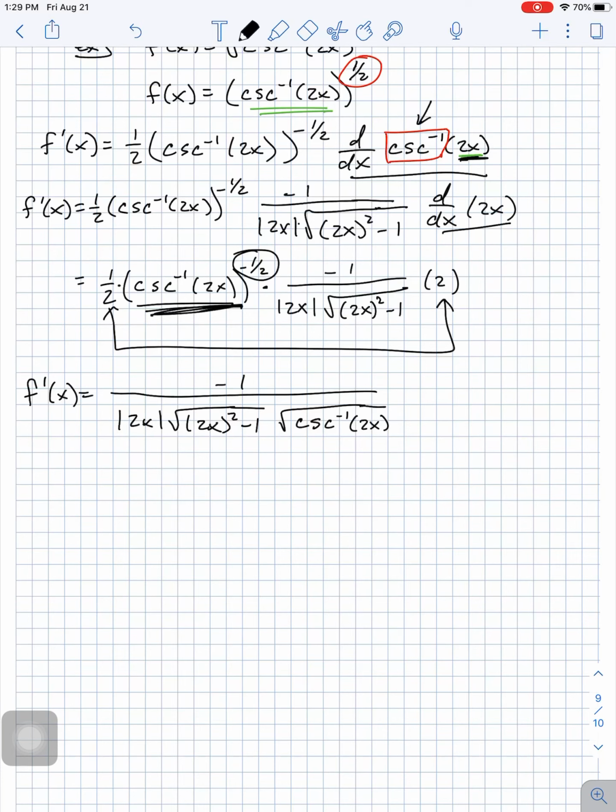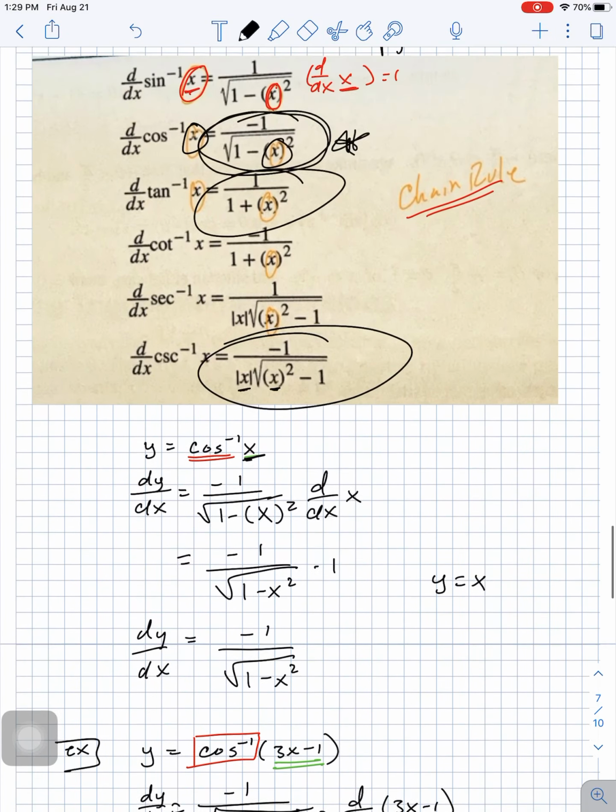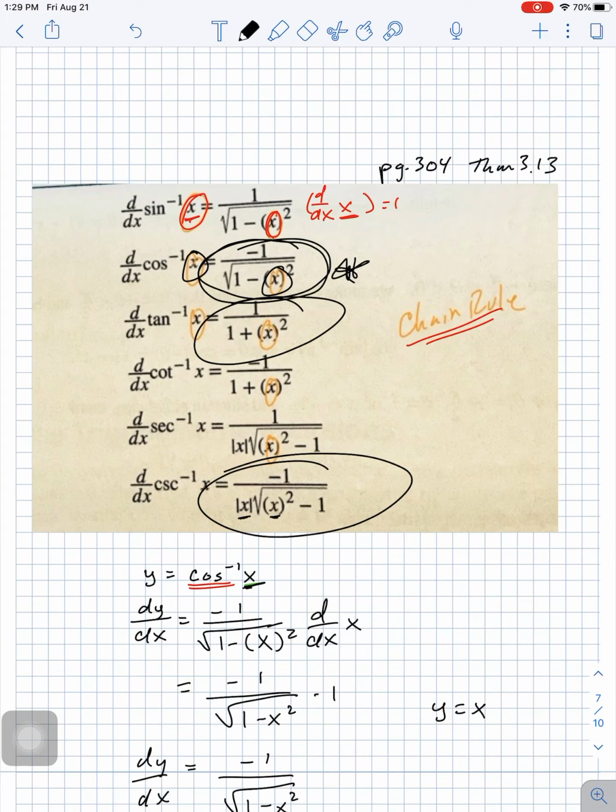Okay, so that's about it. The idea is follow the formulas, and then just everywhere you see an x is the stuff if it's a chain rule, and you just plug that in there and then multiply by the derivative of the inside function. All right, try some problems.